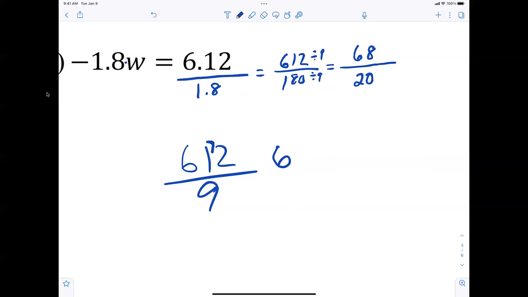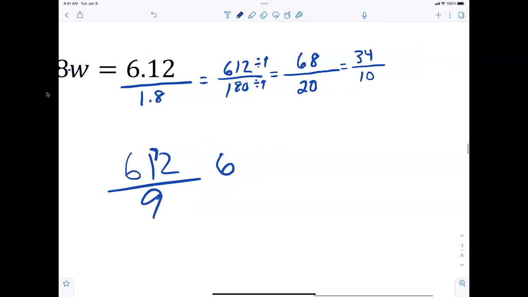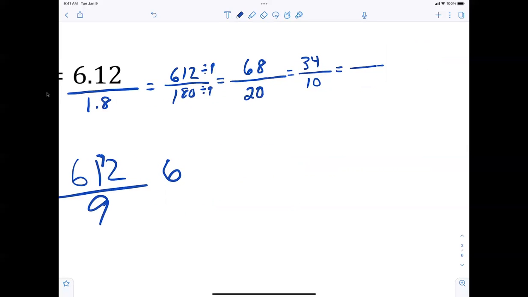Now we can reduce by 2 again. So now 2 goes into 68. How many times? 2 goes into 6. How many? 2 goes into 8. 2 goes into 20. Okay. Now divide by 2 again. No. There's a 14. Not 4. 2 goes into 14. There you go, buddy. 17/5.